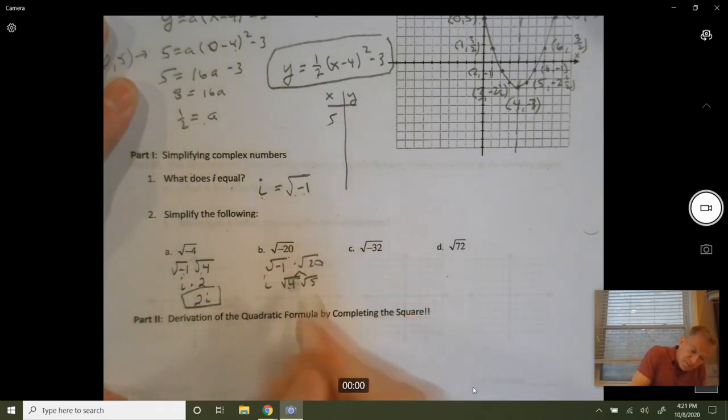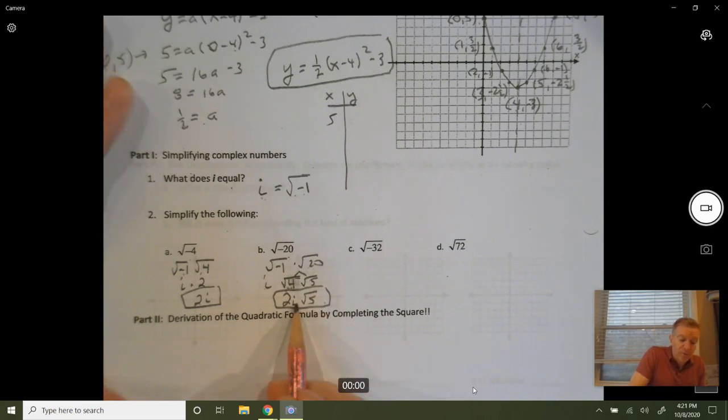The reason I used rad 4, that's a perfect square. So that becomes a 2. 2i rad 5. That's the order you write it. You usually don't write the i after the radical. You usually don't write it before the constant. You put it kind of after, almost like it's a coefficient.